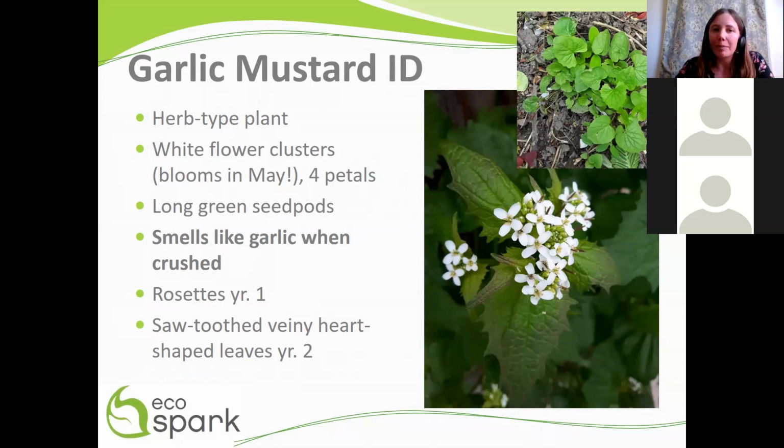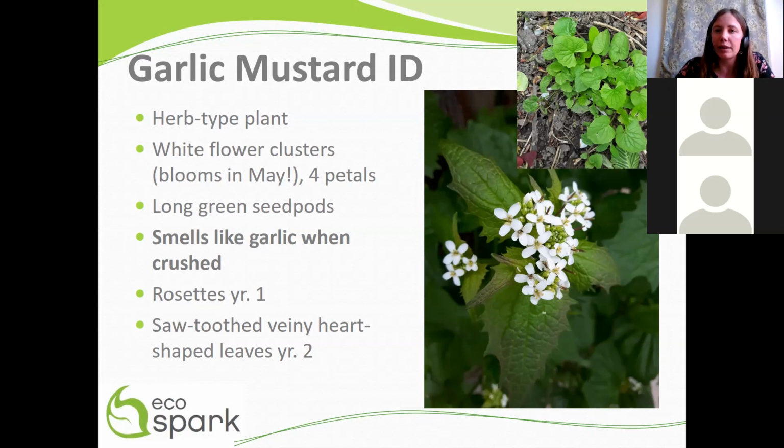So it's an herb type plant. There are white flower clusters, and it's blooming right now where I am. It's blooming in May. It has 4 petals on each of the white flowers, and those will eventually turn into long green seed pods. So almost like a little bean pod, which spreads lots of seeds. An important identification feature is that it smells like garlic when it's crushed.